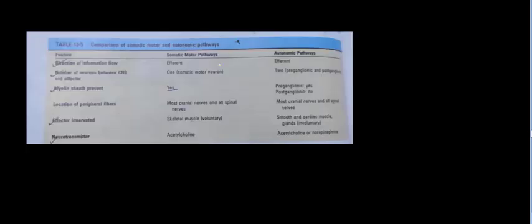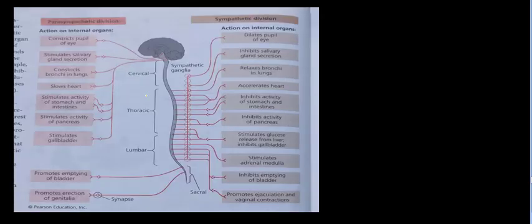And next the main divisions of our autonomic nervous system, the differences between the somatic and autonomic nervous system, and also the differences between the sympathetic and parasympathetic nervous system, and the neurotransmitters in the sympathetic and parasympathetic nervous system. And at last we will see the distribution of different types of nerves in the sympathetic and parasympathetic nervous system.